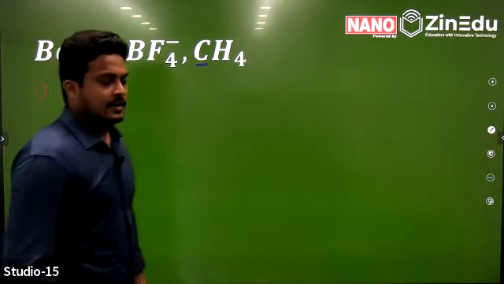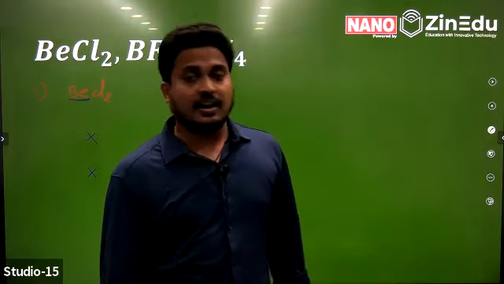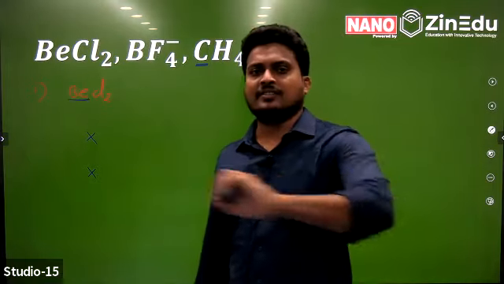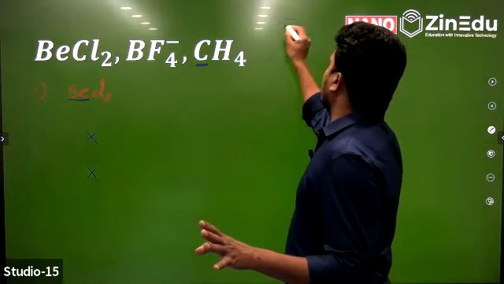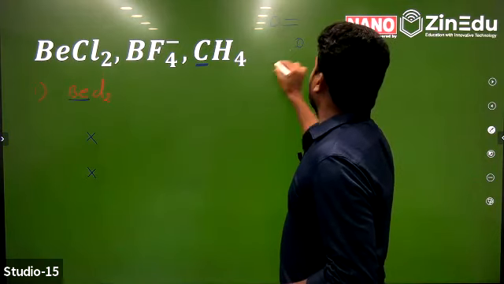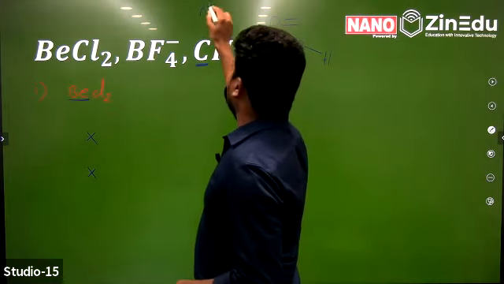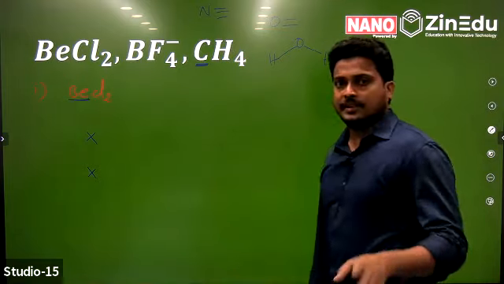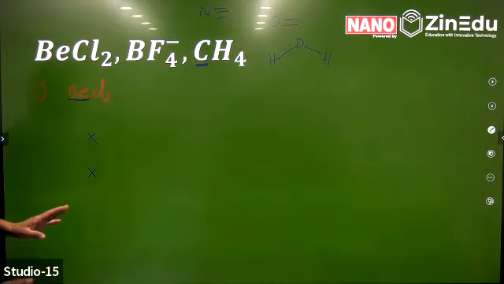Now see, halogens always form a single bond with other elements. Halogens never form a double bond, right? And oxygen forms a double bond with other elements. For example, take H2O. In H2O, around the oxygen, how many bonds are there? 2 bonds. Nitrogen can form a triple bond, right? Hydrogen always forms a single bond. These rules are enough to identify the hybridization.